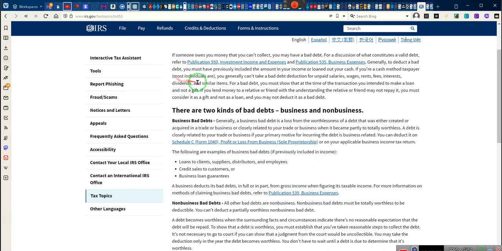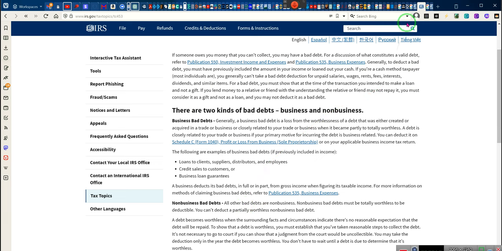If you are a cash method taxpayer, you cannot do this as a regular taxpayer without using form 3115. That is notifying the IRS that you're changing your accounting practices. But businesses use what's known as the accrual method. So if you are not a cash method taxpayer, and most individuals are cash method taxpayers, but if you are not, you generally can take a bad debt deduction for salaries, wages, rents, fees, interest, dividends, and similar items. So for businesses, if you are a sole proprietor, and that's why I'm suggesting you do it as a sole proprietor, you're going to use the accrual method.